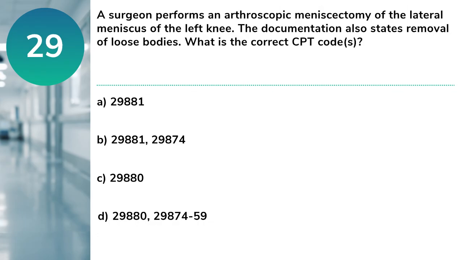Question 29. A surgeon performs an arthroscopic meniscectomy of the lateral meniscus of the left knee. The documentation also states removal of loose bodies. What is the correct CPT code? A. 29881. B. 29881, 29874. C. 29880. D. 29880, 29874-59.